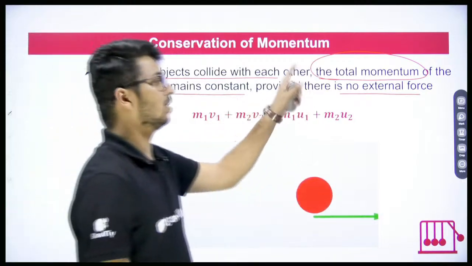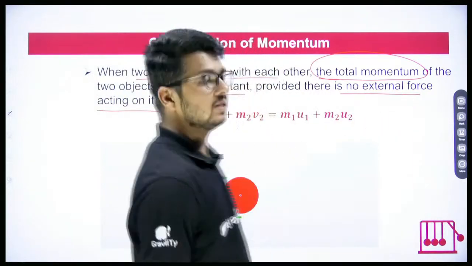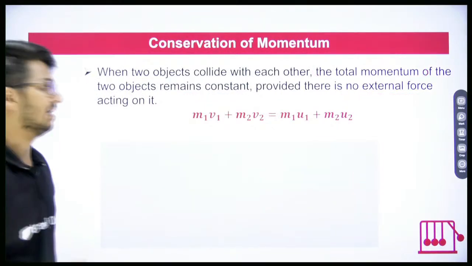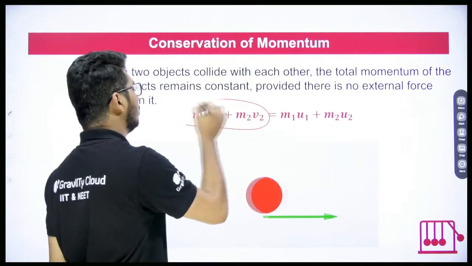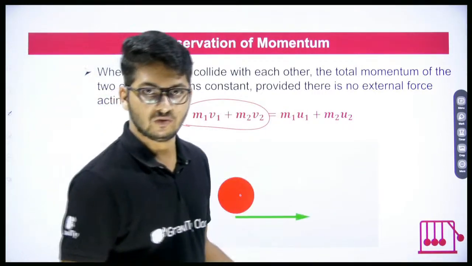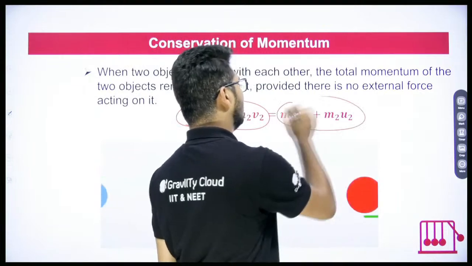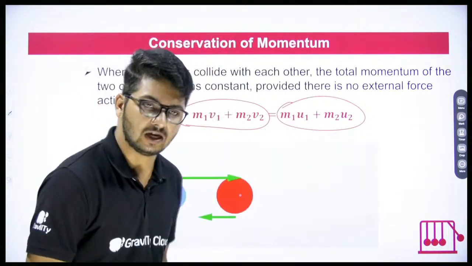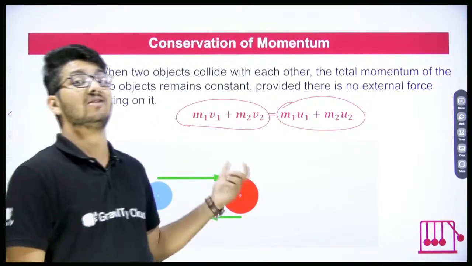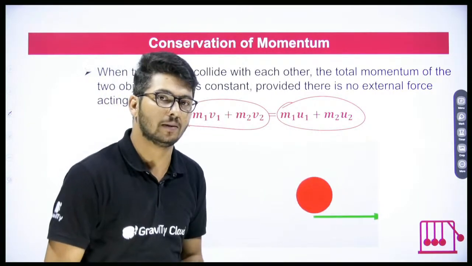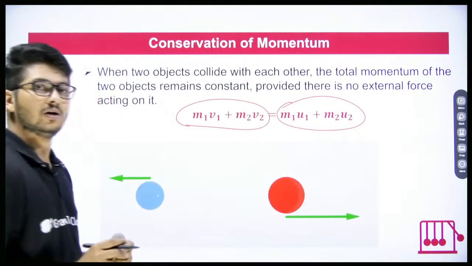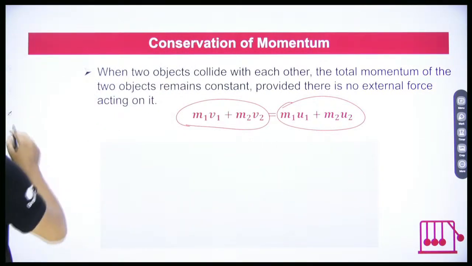So the condition is what? No external force should be acting, then the momentum will be conserved. And when we say total momentum, we have to add the momentum of the two bodies, m1 v1 plus m2 v2. And when I say m1 u1 plus m2 u2, that's again the total momentum. But what is the difference? m1 v1 plus m2 v2 is total final momentum. m1 u1 plus m2 u2 is total initial momentum. Good? Okay, that's wonderful. Let's continue.